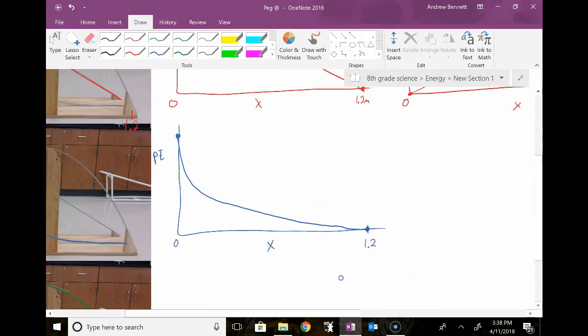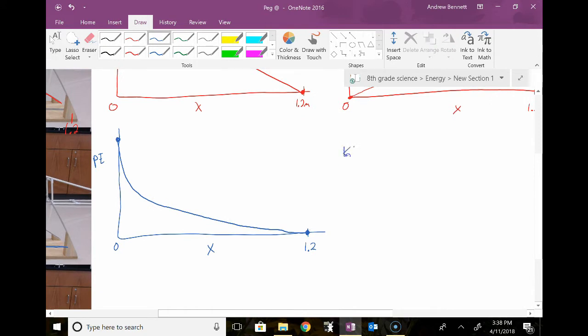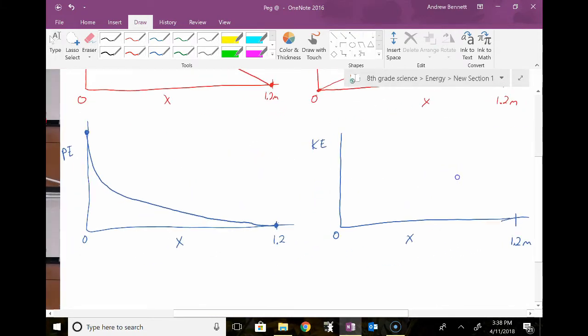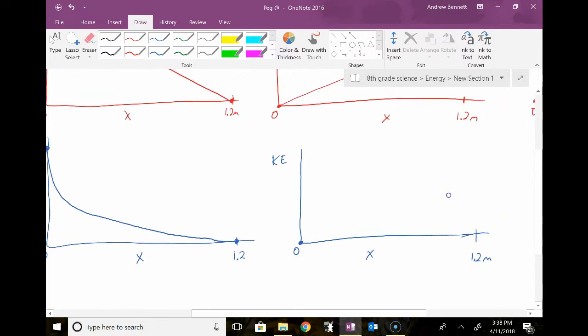Now onto our kinetic energy graph. 0 and all the way to 1.2 meters. We start out at rest, so no kinetic energy. By the end of the ramp, it's lost all of its potential energy, so all of that's become kinetic energy, so up here to our maximum level.